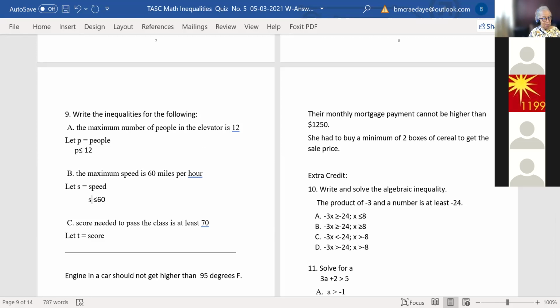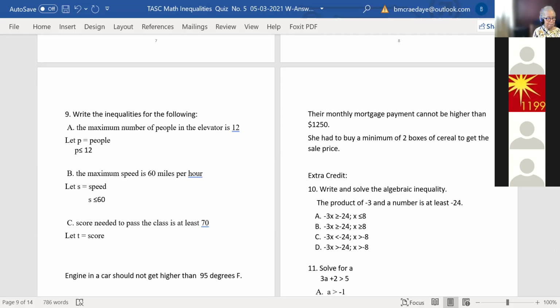Got it? Maureen, are you following now how you translate these words to the inequality? Okay, so then you can tell me C. The score needed to pass the class is at least 70. How would I write that, Maureen? What would I write? What would the inequality be?